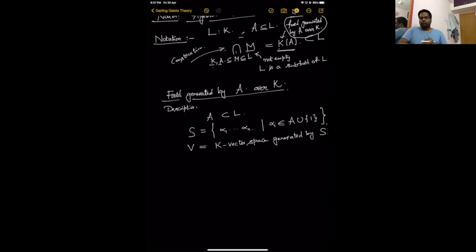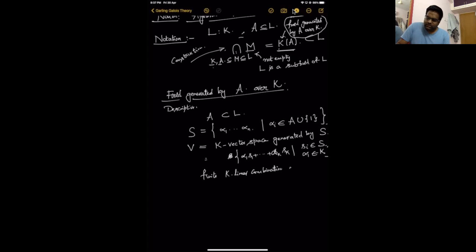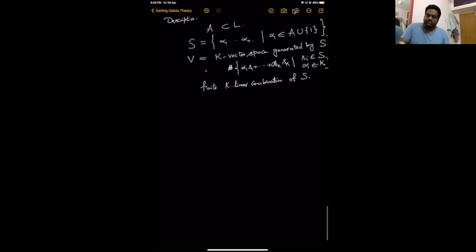What do I mean by that? I take expressions alpha_1 s_1 plus ... plus alpha_k s_k, where s_i belongs to S and alpha_i belongs to K. So what I'm doing is taking all finite K-linear combinations of S. As you can easily check, that is a vector space, because if you have alpha_i s_i plus beta_i t_i, this is also a finite expression where s_i, t_i belong to S and alpha_i, beta_i belong to K, and therefore it belongs to V.